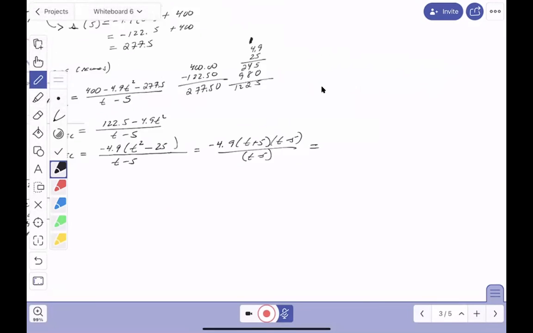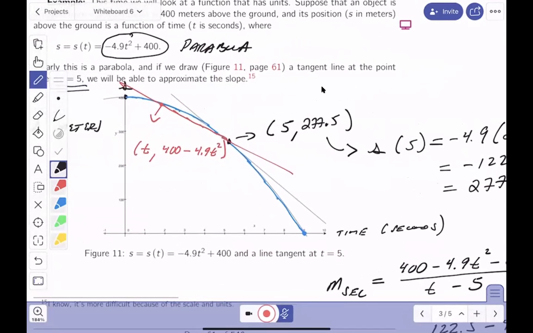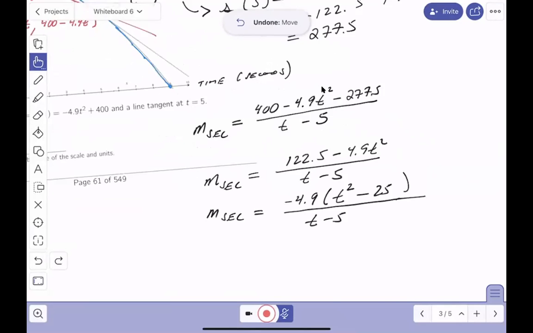What do I know? Let me go back to my original picture. Well, I know this. I want to move this point close to that one. So if there's anything I know, T is not going to be 5. It can get close, but it's not going to hit that point. All right, so let me go back over here. Oops, sorry about that. Let me just undo that. I'm sorry about that.